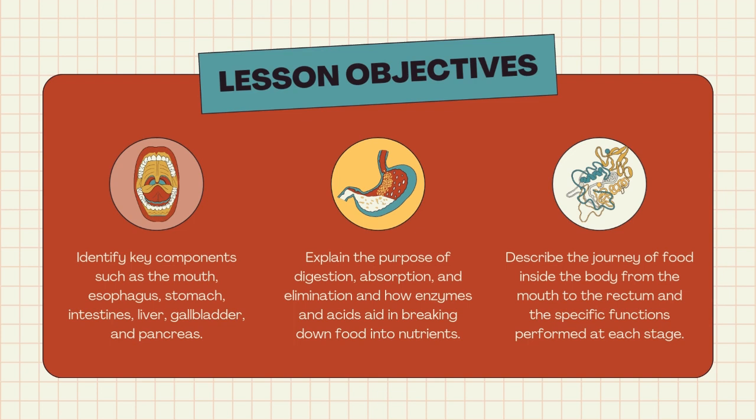Lesson objectives. Identify key components such as the mouth, esophagus, stomach, intestines, liver, gallbladder, and pancreas. Explain the purpose of digestion, absorption, and elimination and how enzymes and acids aid in breaking down food into nutrients. Describe the journey of food inside the body from the mouth to the rectum and the specific functions performed at each stage.